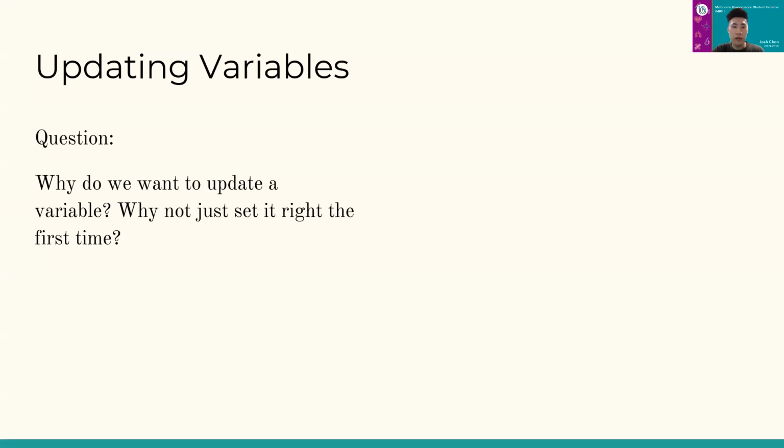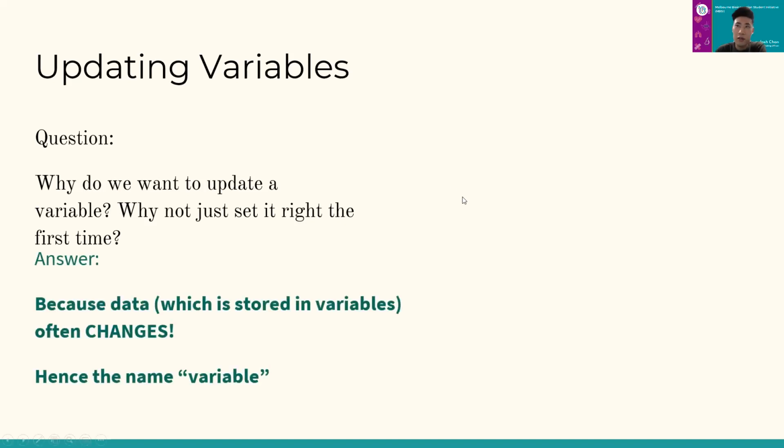What do you guys think, why do we have to update a variable and not set it right the first time? I'd like to see some answers in the chat. Look at the chat box now. Okay, Erin says data sets. That's exactly correct, because data sets often change. So we want to be able to update a variable because data sets change a lot.